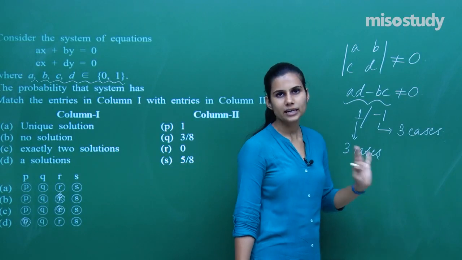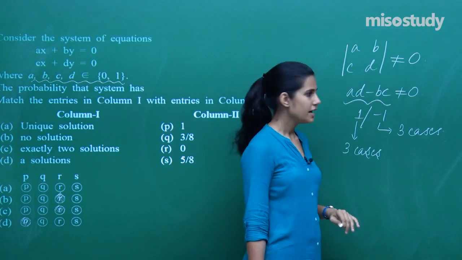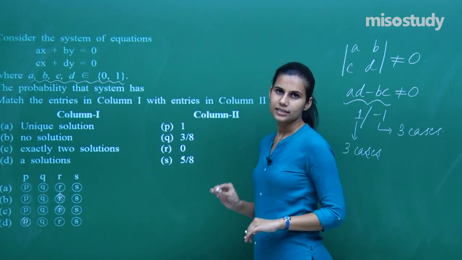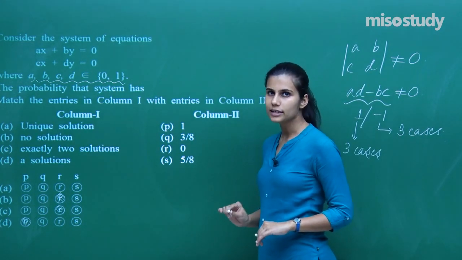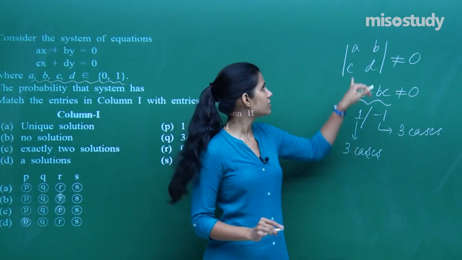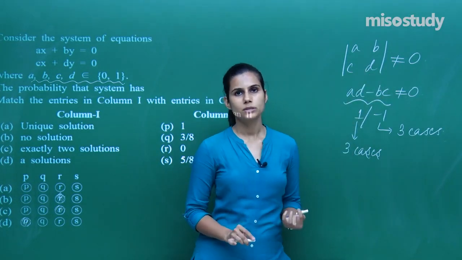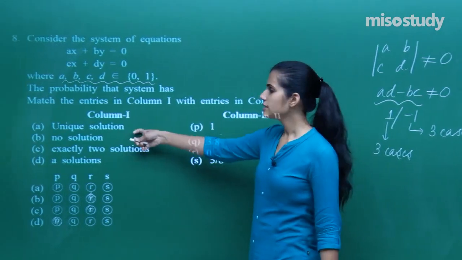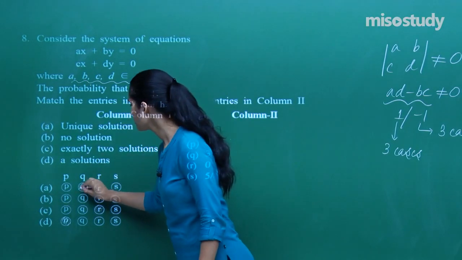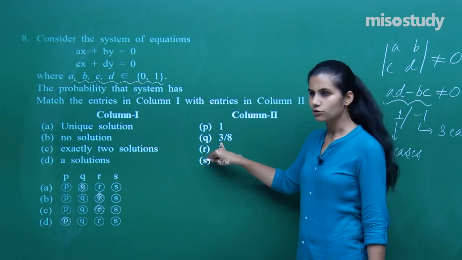No other non-zero number can come as the value of the determinant, with all the 4 entries coming from 0 and 1. And therefore there are 6 possible favorable outcomes for giving you a unique solution out of the available 2 to the power 4 possibilities, because each entry can be filled in 2 ways. So 2 to the power 4, which is 16 possible values you have. So the probability of getting a unique solution is actually 6 by 16, the same answer, that is 3 by 8. Clear? So A gets mapped to basically Q.